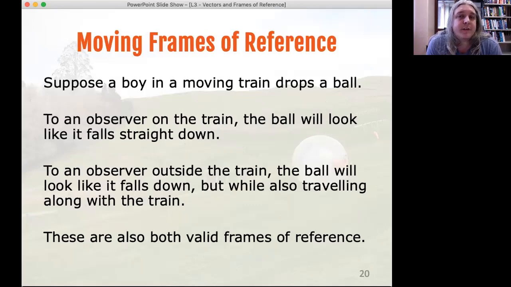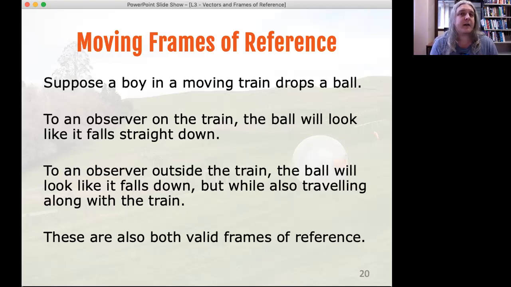There is also moving frames of reference. So the classic example is someone on a train drops a ball. If you are on the train and you're sitting next to this boy and he drops the ball and you're on the train as well, you will see the ball just fall straight down. It will look exactly the same as any ball falling down anywhere would. If you drop it, it falls straight down. That's what it would look like to you on the train.